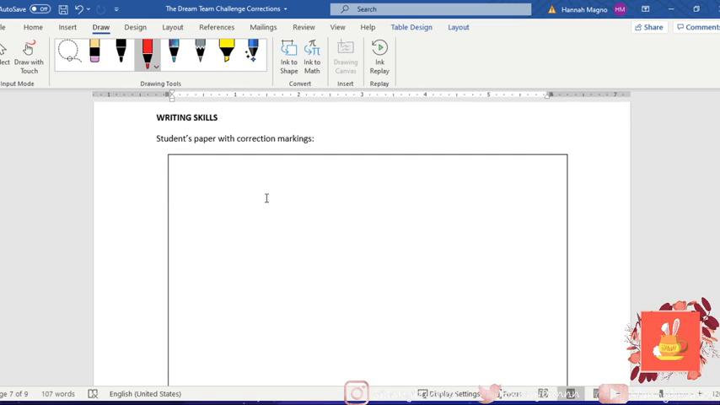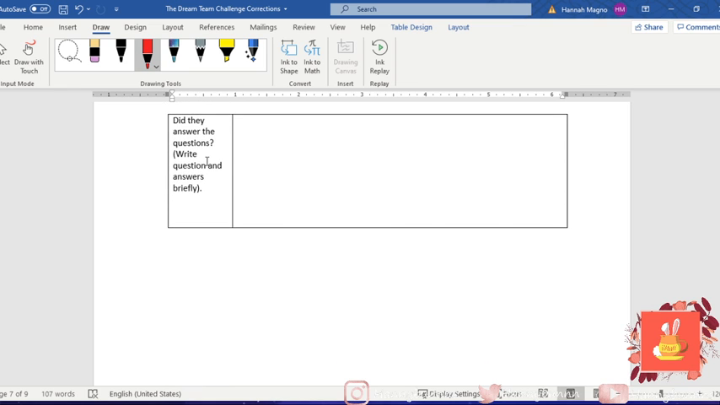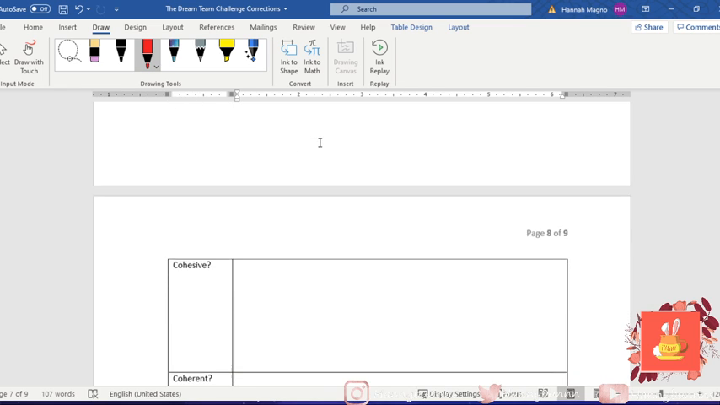Then here in the writing skills, it's kind of self-explanatory: copy paste your writing. Now I'm analyzing it from a writer's perspective, grammar, etc. So the corrections would be, did you answer the question? For that, I would type down the questions I asked in the audio that I provided, and then I'll write down your answers next to it.